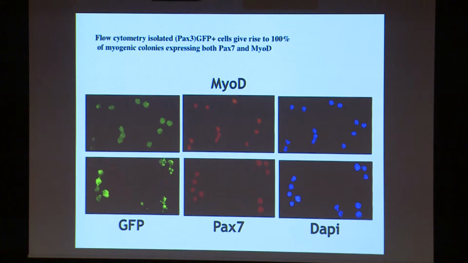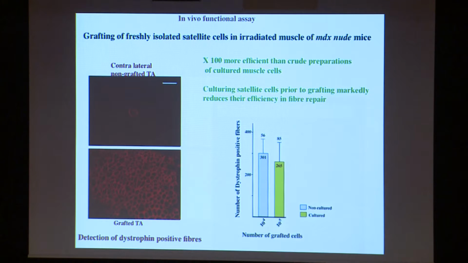And I asked them, are you myogenic? If you're myogenic, you must express PAX7. The answer is yes. Myogenin, the answer is yes. If you're myogenic, you must be able to contribute to muscle regeneration ex vivo or in vivo. And in vivo is much more exciting and interesting. This is what we did.